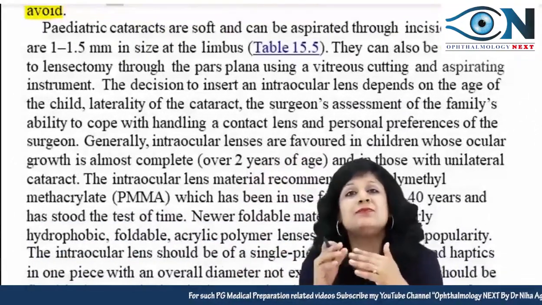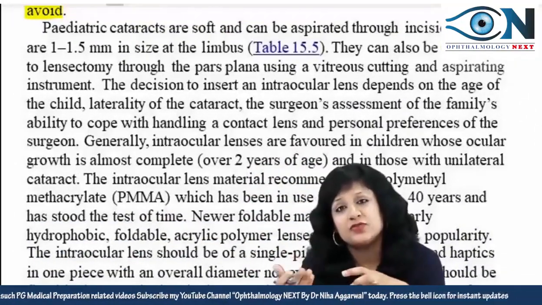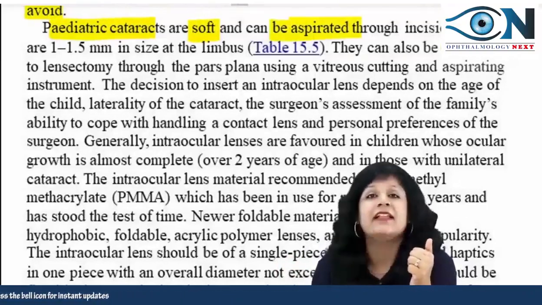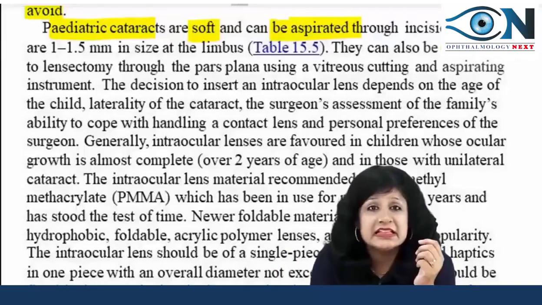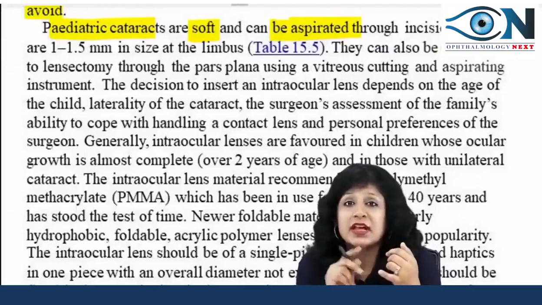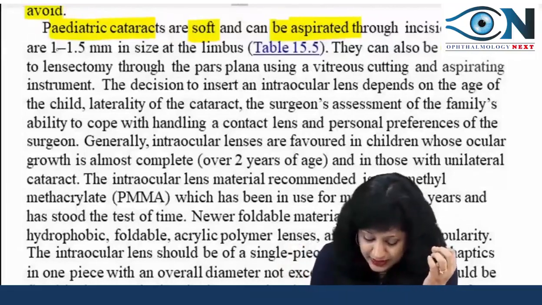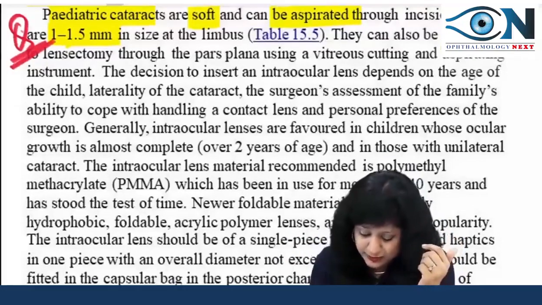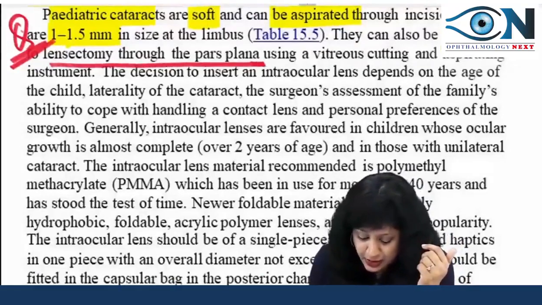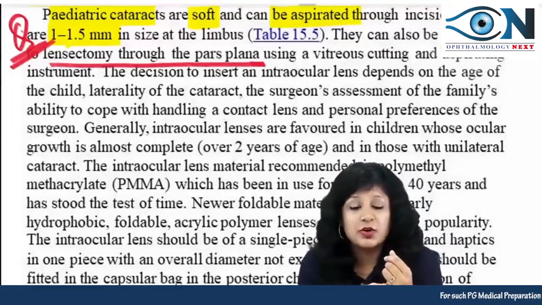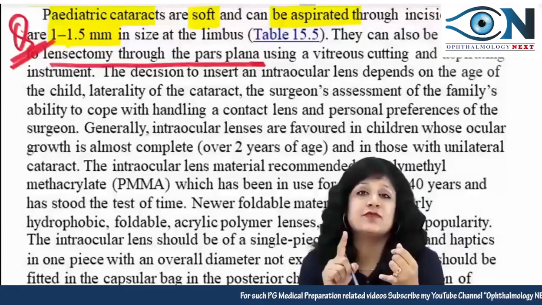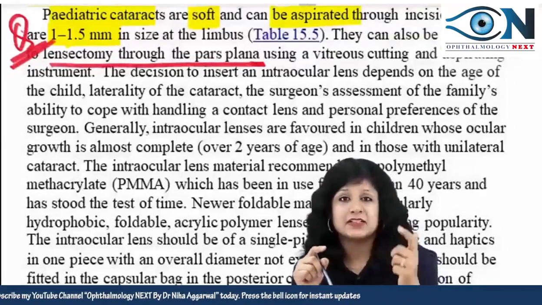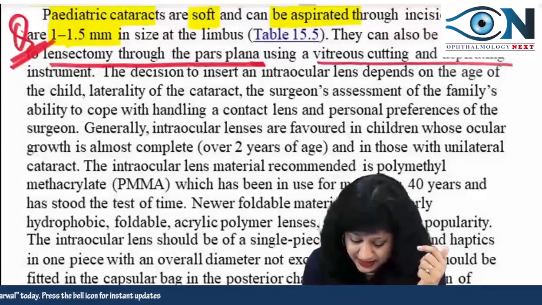Now, if I come to the surgery itself, how can I treat? The pediatric cataracts are usually soft and they can be aspirated, and that is why usually we do the lens aspiration. So you can aspirate it, and look at the size of the incision, 1 to 1.5 mm. They can also be subjected to lensectomy through the pars plana. So I can do the phaco aspiration also, or that is also called lens aspiration. The size of incision will be 1 to 1.5, and we can also go for the lensectomy through the pars plana using the vitreous cutting and aspirating instrument.